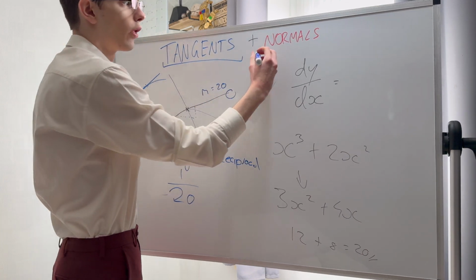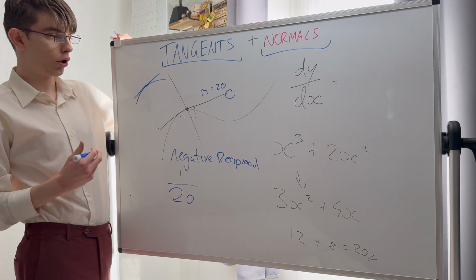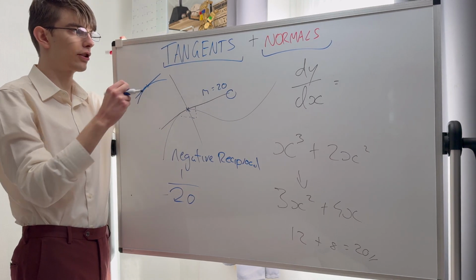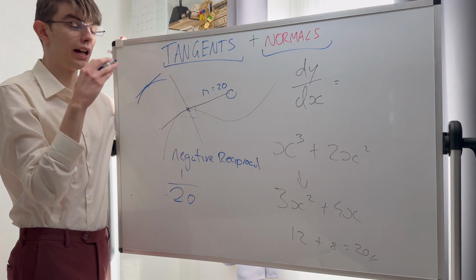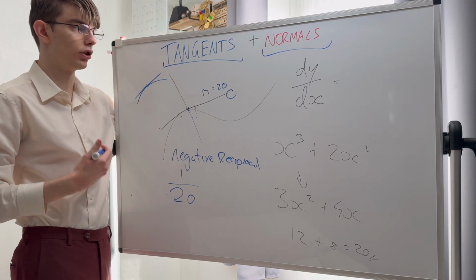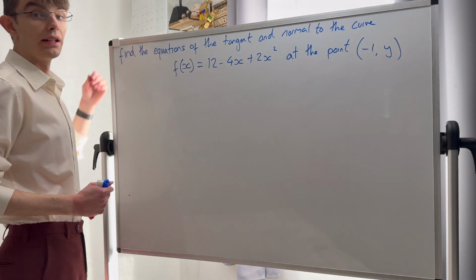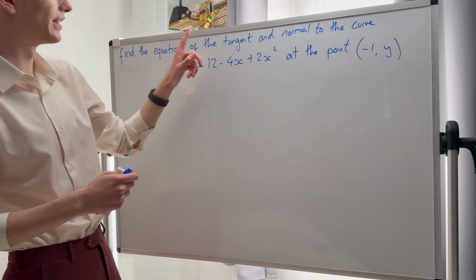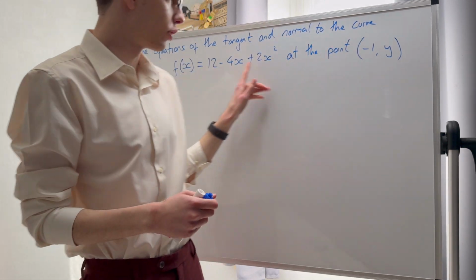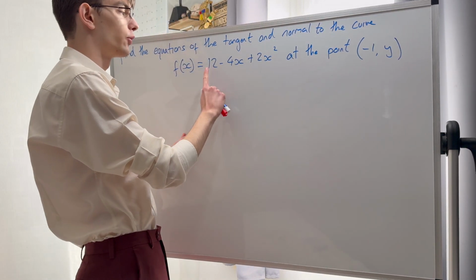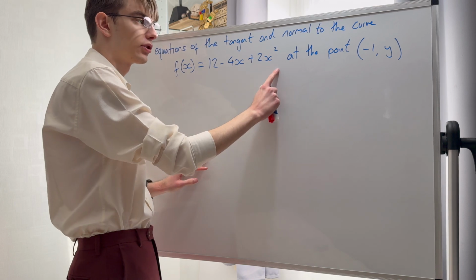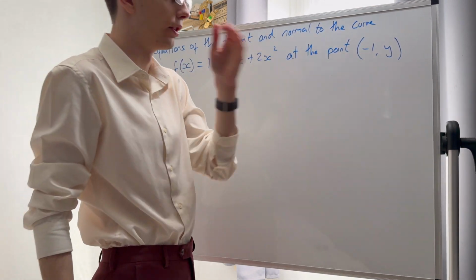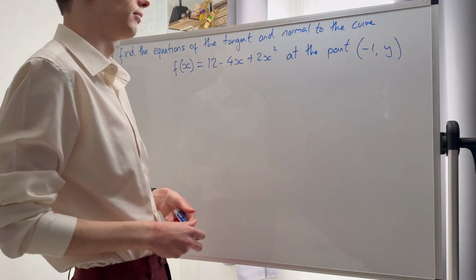So now we've got those two facets of information, we can put all of this together and use it to find exact equations for tangents and normals. And I'm going to show you the easiest way to go about doing that so we don't get confused. Okay, let's look at this typical kind of exam question. Find the equations of the tangent and normal to the curve f of x equals 12 minus 4x plus 2x squared at the point minus 1, y. So at the point where the x coordinate is minus 1.